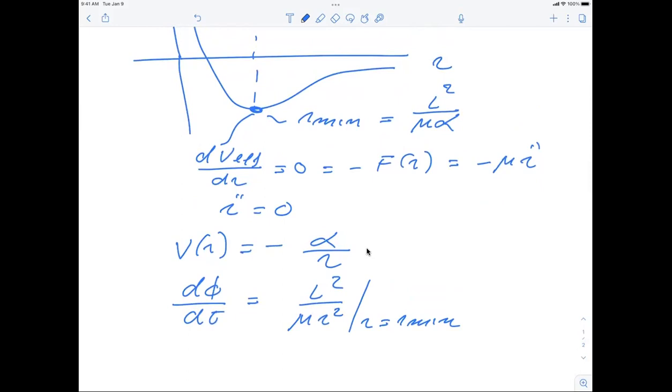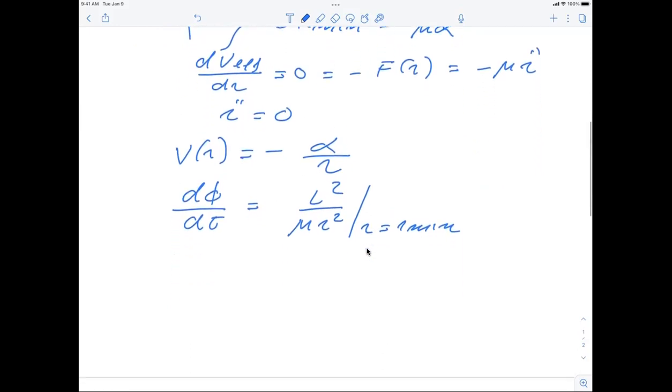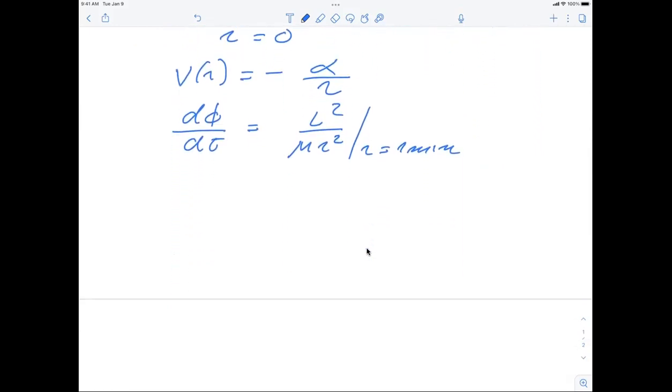So if we have circular motion, one of the things we found is that the radius is constant, right? We found that the angular velocity is a constant. If we now go back to the kinetic energy, so let's look at the kinetic energy, the expression which we derived in polar coordinates was given by mu of r dot squared plus 1/2 of r squared of phi dot squared.